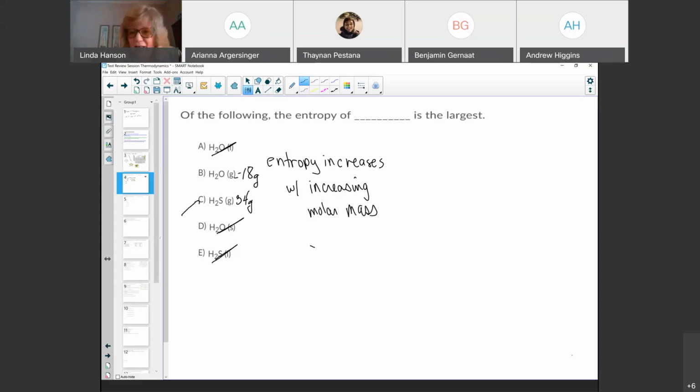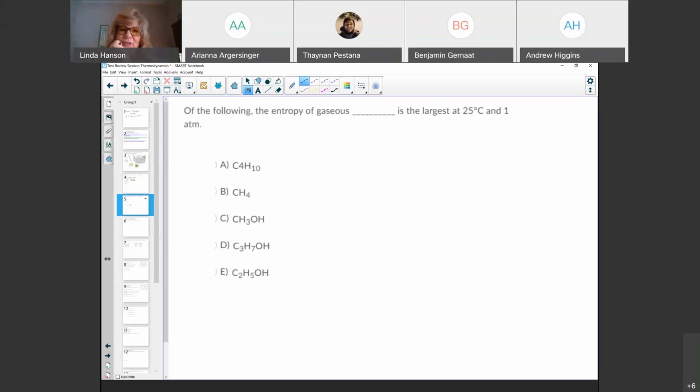Okay. From that pause, here's something else to consider. Along the same strategy, I won't take long, but just to give you a second view of the same question. Here you have a series of molecules. They're all hydrocarbons, and they're all in the gas phase. So now I'm being asked, the entropy of which gaseous hydrocarbon is the largest? What strategy would you use to select the correct answer, since they're all gases?